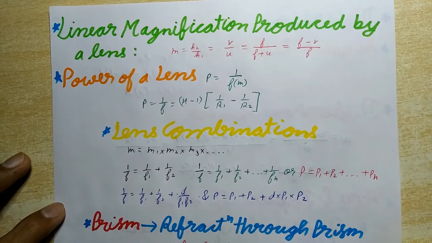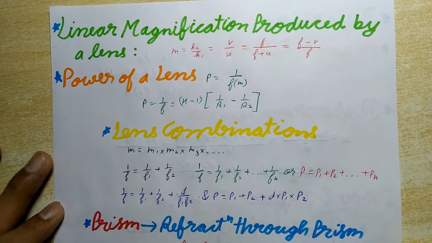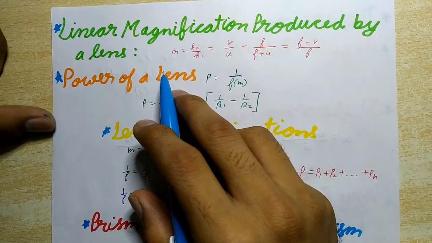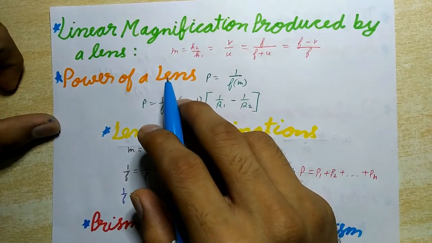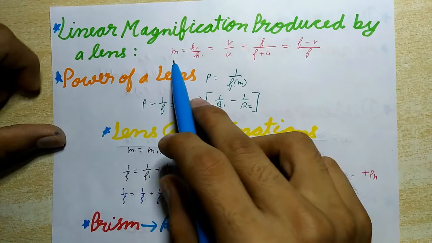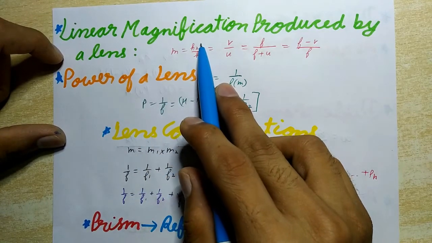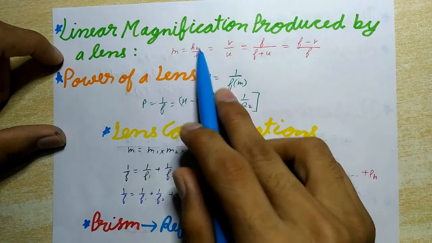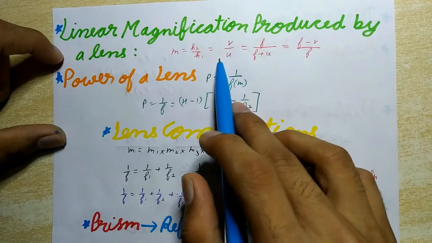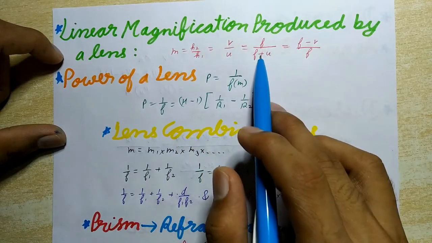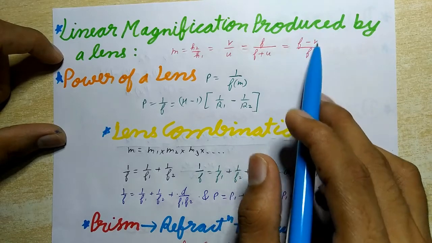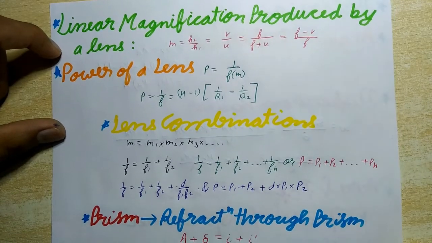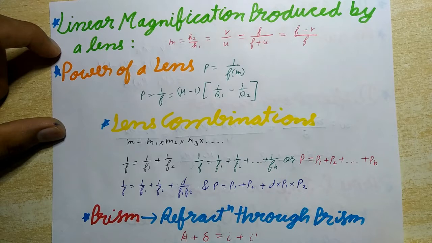Next is linear magnification produced by a lens. It is the ratio of the size of the image formed by a lens to the size of the object. So magnification m = size of the image/size of the object = h2/h1 = v/u = f/(f+u) = (f-v)/f. When m is positive or v is negative, the image is virtual and erect. When m is negative or v is positive, then the image is real and inverted.